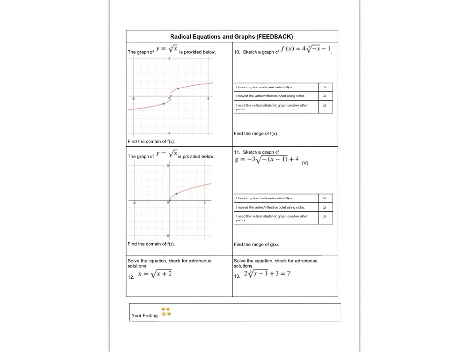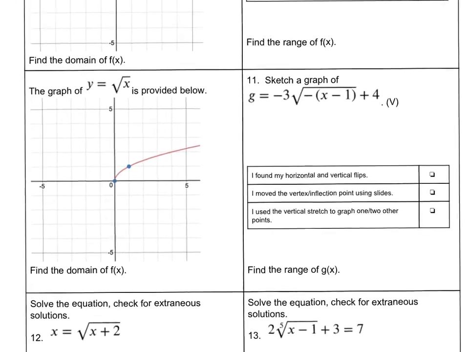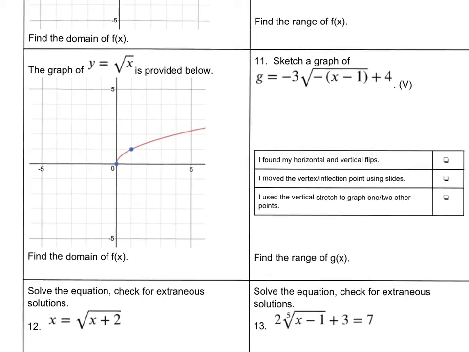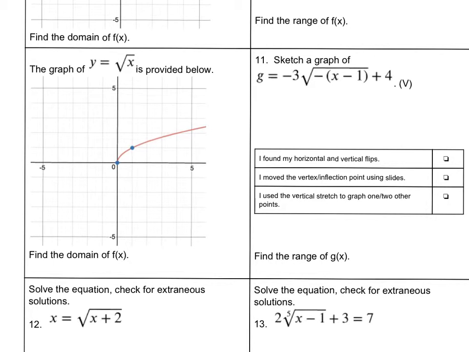All right, next up we're doing number 11. Here we've got the mother function for y is equal to the square root of x, and you're asked to do some transformations. In fact, we're asked to do a whole bunch of transformations here. I'm going to find my horizontal and vertical flips first. I've got a negative out front. That means I'm going to be flipping down. And I've got a negative on the inside. That means the shape of my graph, instead of going up and to the right, is going to be going down to the left. So it's flipping both ways.